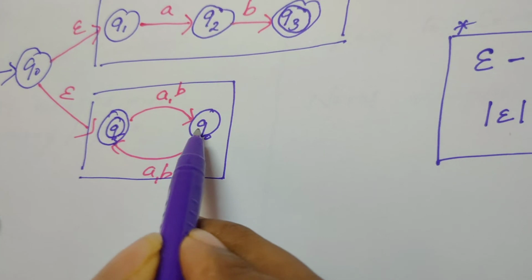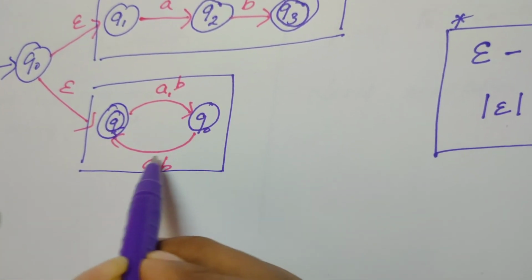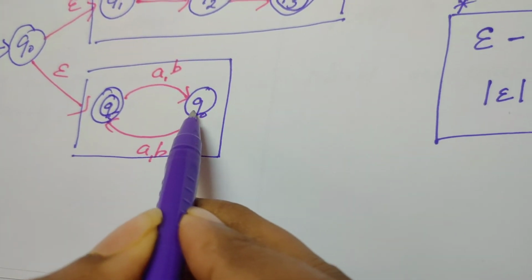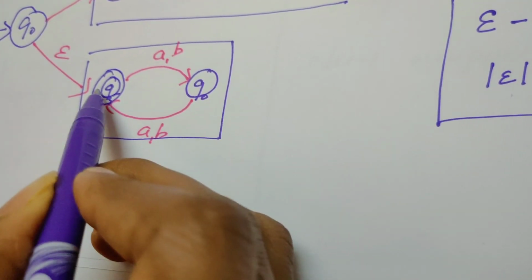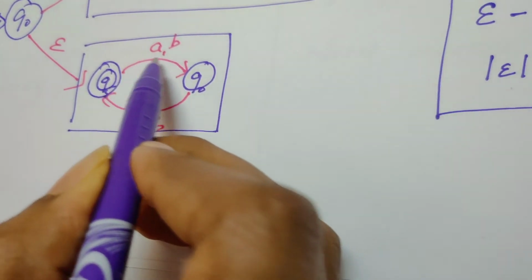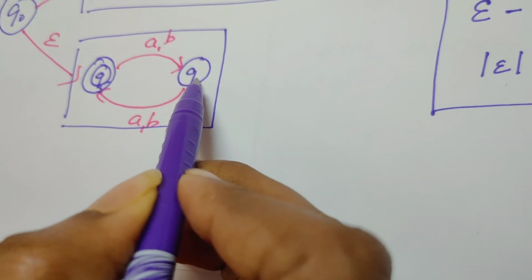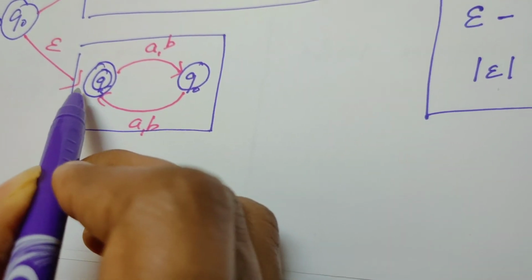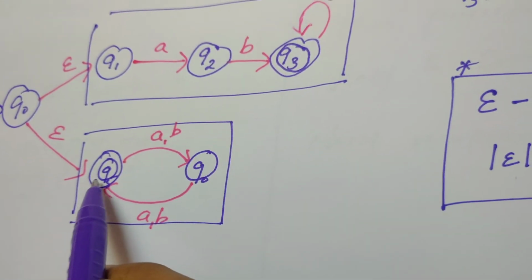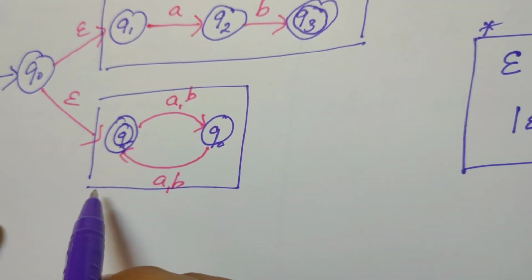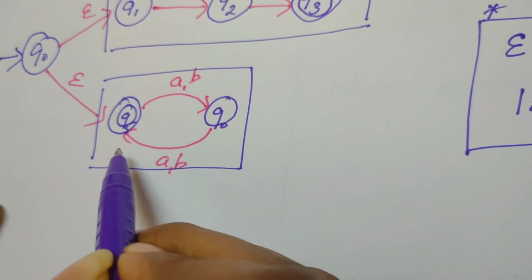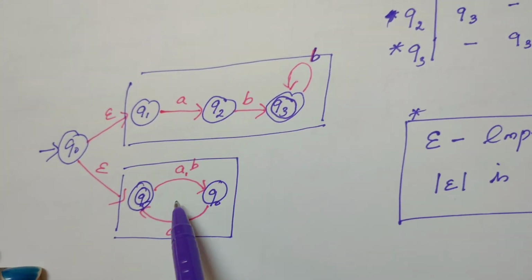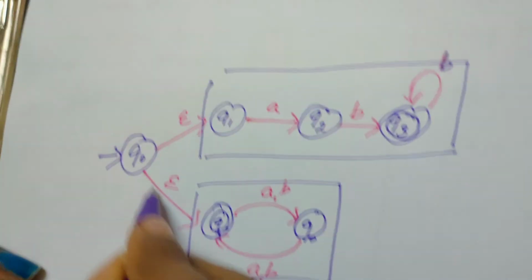It is accepting strings of A's and B's of even length. On reading the first character, it goes to a state. On reading the second character, it comes back. See, this is the final state. Again, on reading the third character or symbol, it goes to the state. From here on reading the fourth symbol or character, it comes to the state. Since this is a final state, we can say that this machine with these two states is accepting strings of even length. Now, you see, these two machines are connected via epsilon transition.